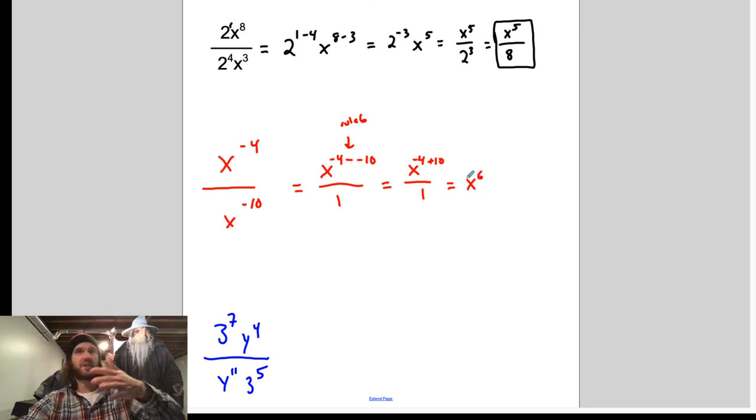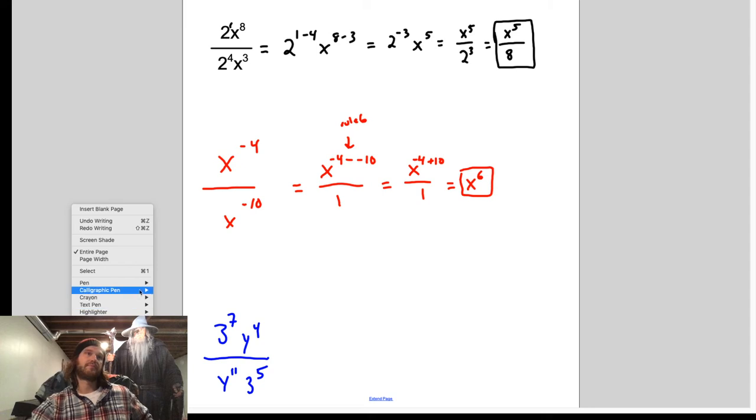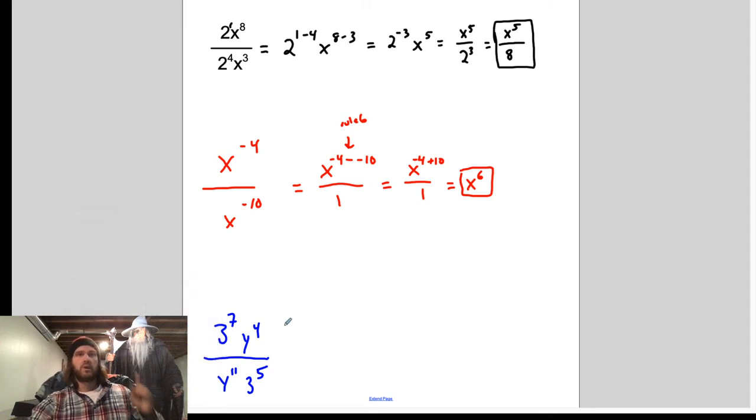We don't have to shift anything around. We don't have to write over 1. In fact, that makes things more complicated. Just leave it. X to the 6th. Okay, you try this one in blue. I'm going to come back in just a minute.